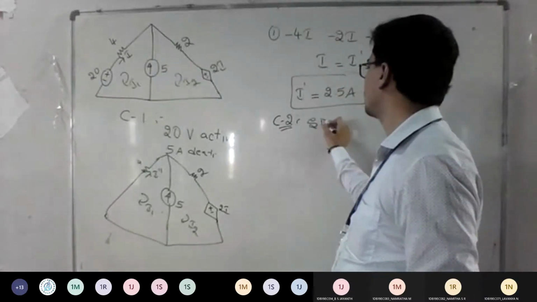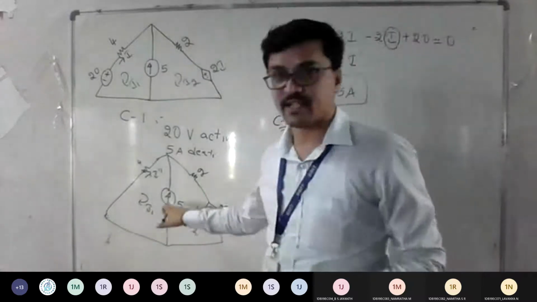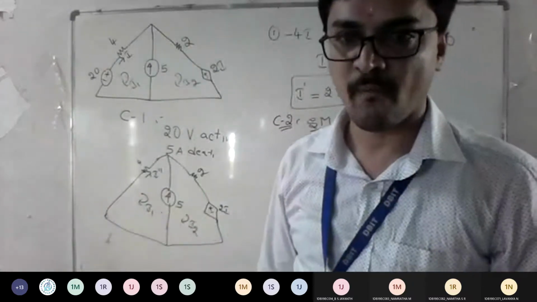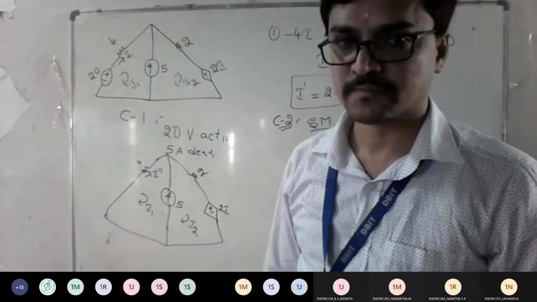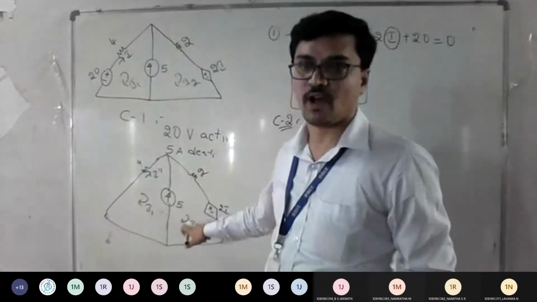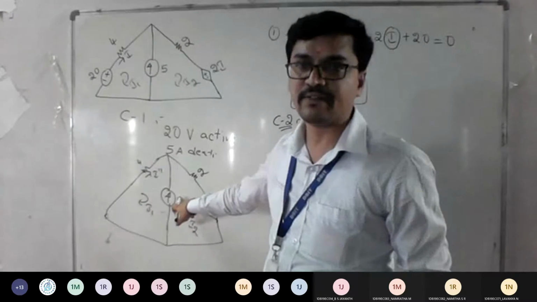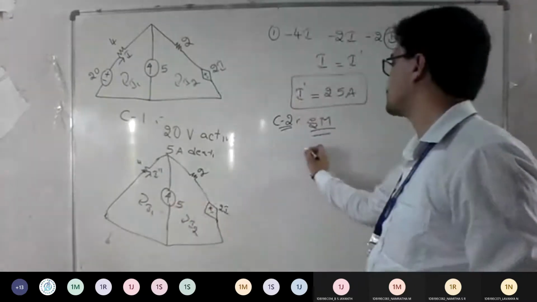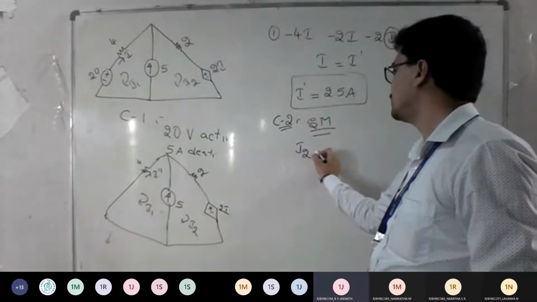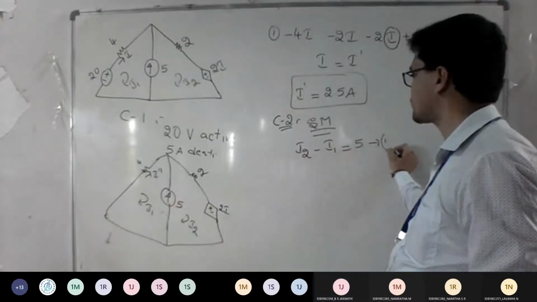Good, so apply super mesh logic. What is the first equation? Among these two currents, which current is matching with the direction? I2, sir. According to our assumption, I have taken both as clockwise, so this I2 is matching with the current given in the problem. So the first equation becomes I2 minus I1 is equal to 5 amp. This is my first equation.